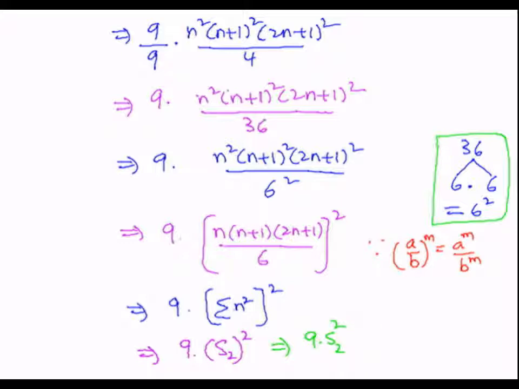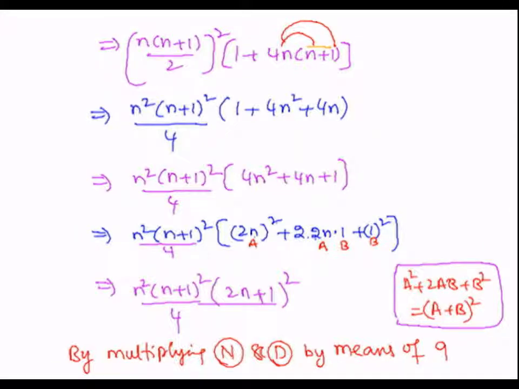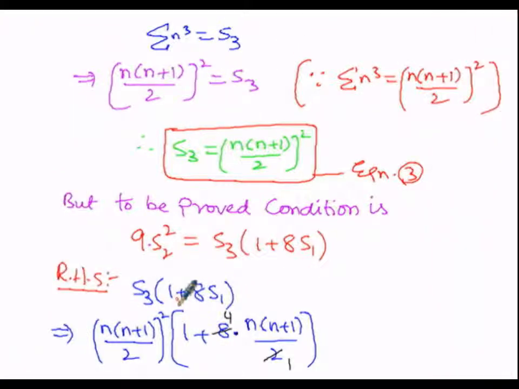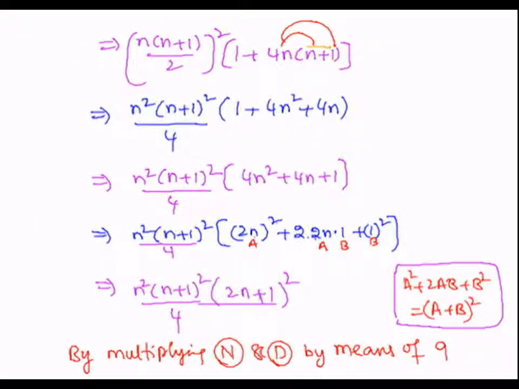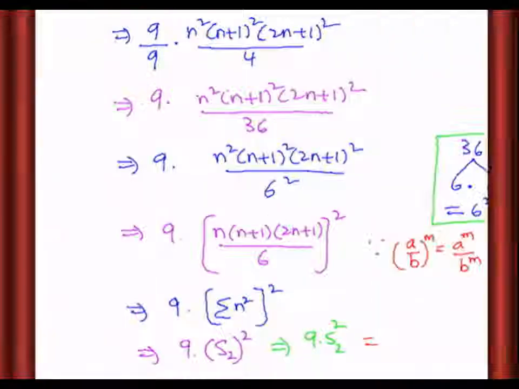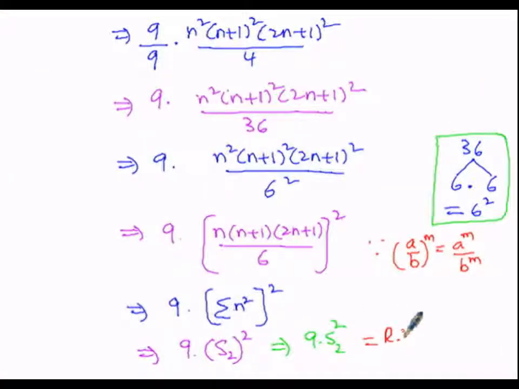So here, as per the condition which is to be proved, we took RHS, that is S3 into 1 plus 8 S1, then we reached 9 into S2 square, which is nothing but the left hand side. So 9 S2 square is nothing but the right hand side, therefore which is nothing but the left hand side. So in this manner we got RHS is equals to LHS, or LHS is equals to RHS. Hence it is proved.